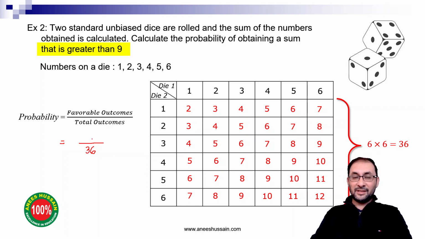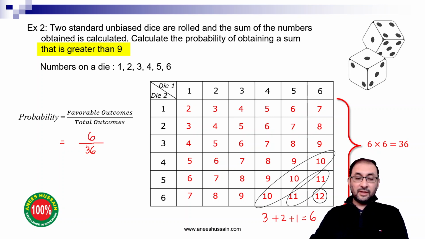You want a sum that is greater than 9, which means that sum could be anything bigger than 9, like 10 or 11 or 12. So we have 10 here that occurs thrice, we have 11 here occurring twice, and we have 12 occurring only once. So the number of favorable outcomes is going to be 3 plus 2 plus 1, which is equal to 6. So there are 6 favorable outcomes. That would be the numerator of our probability function. So the final answer will be 6 over 36, which reduces to 1 over 6.